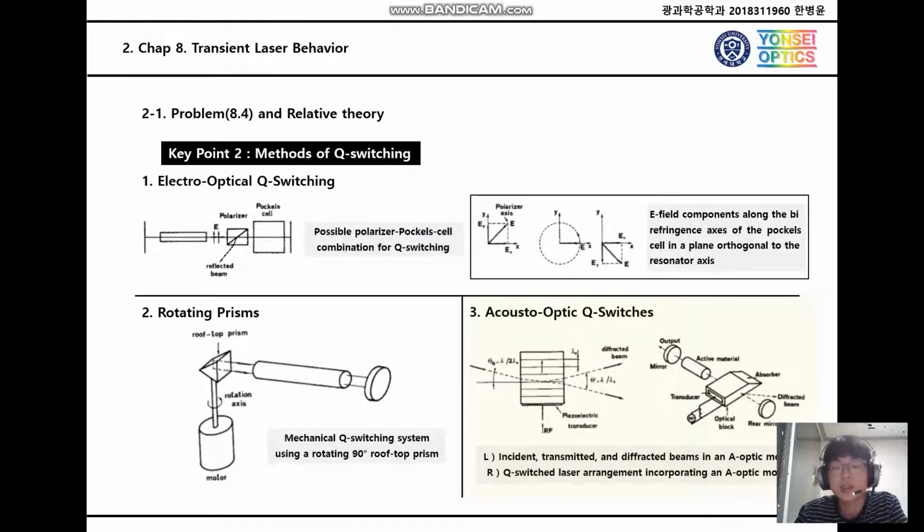And the second key point is the method of Q switching. There are several types of Q switch. However, due to time constraints, I will only explain the acousto-optic Q switch this time.